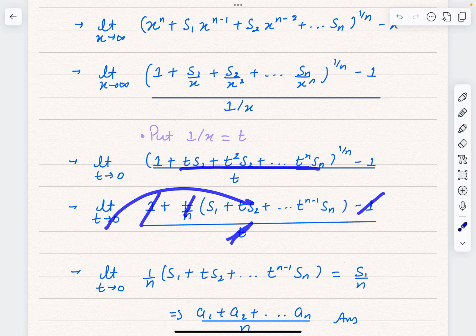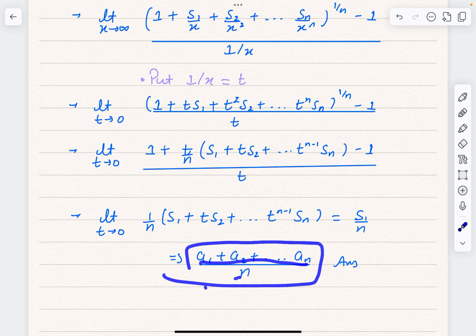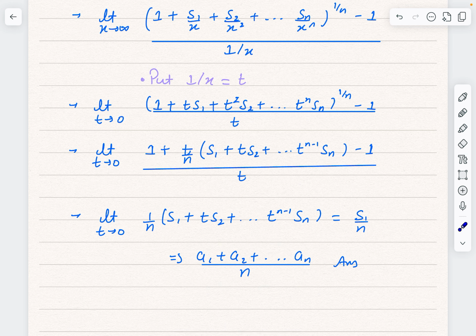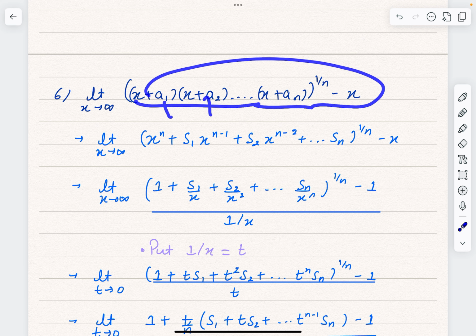Remaining t you put 0, you just get limit t tends to 0, 1 by n, s1 plus t s2 plus up to t power n minus 1 sn. When you put t as 0, you just get s1 by n. S1 is the sum of numbers, so basically this is the sum of numbers by n. You can remember this for next time: it will be the arithmetic mean of the numbers. Whenever you see the problem, you can directly say the answer will be the arithmetic mean of these numbers.